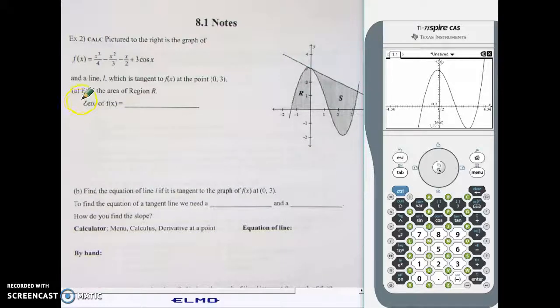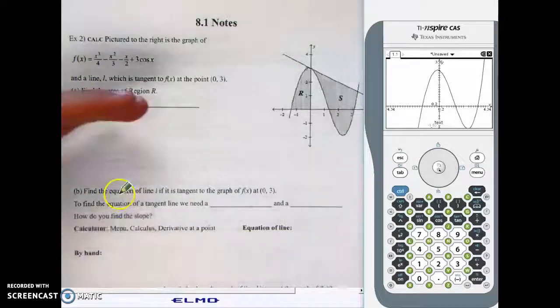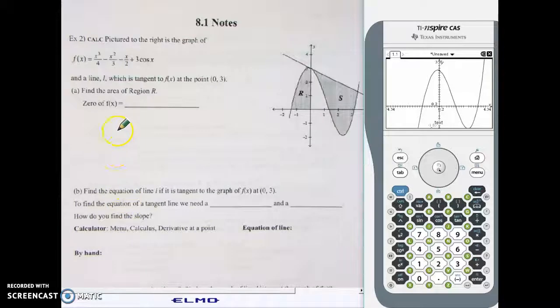So part A, this is really a guided FRQ, so we're going to guide you through it. Part A says find the area of region R. So the area of region R, we have to go from left to right, and that's not between two curves. It's just between the cosine curve and the x-axis. So you just can't imagine what this number is.